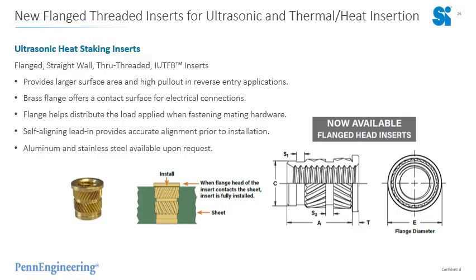With this series, it creates a larger surface area for higher pullout if you're applying your mating hardware on the bottom or the reverse entry. The brass flange offers a contact surface for electrical connections. Many times assemblies will require not having your mating component come in contact with the plastic. That's where you'll have the flange sit on the surface. Very few cases, but it does happen.